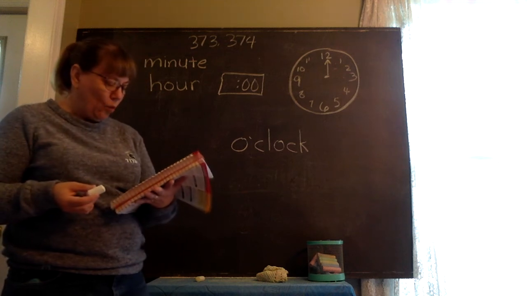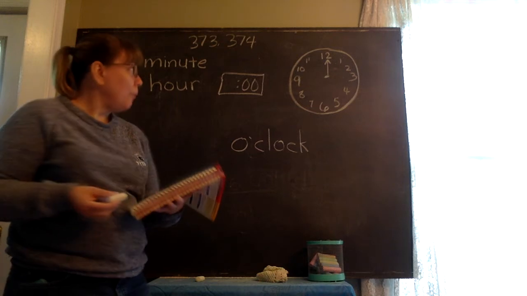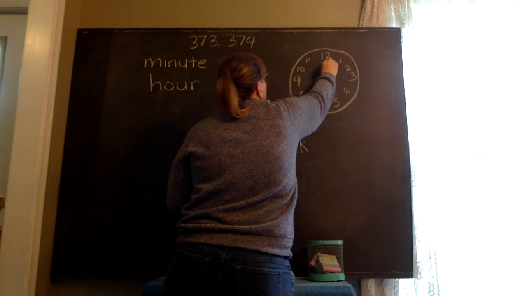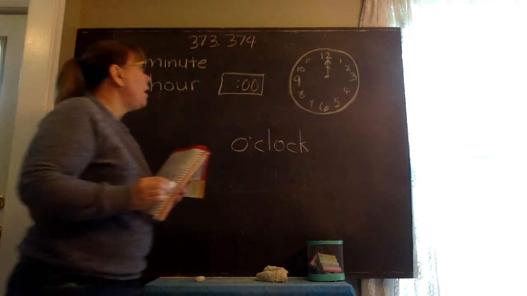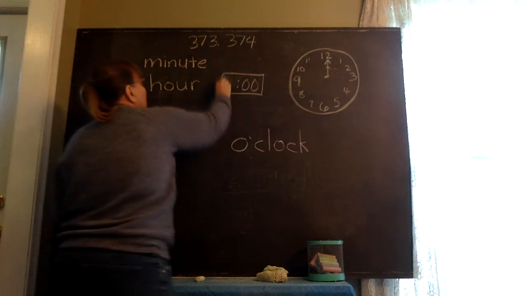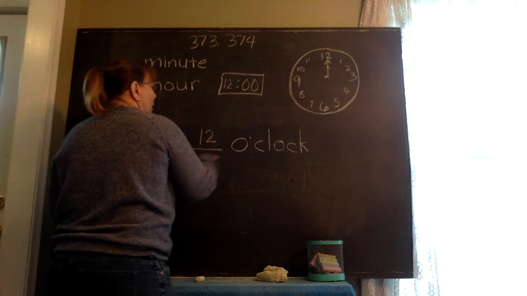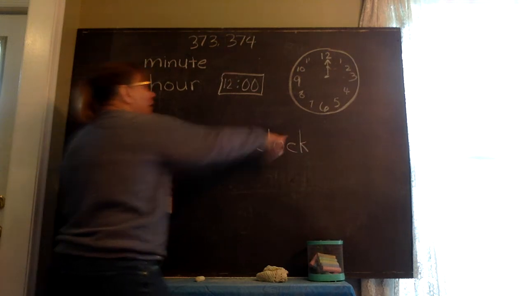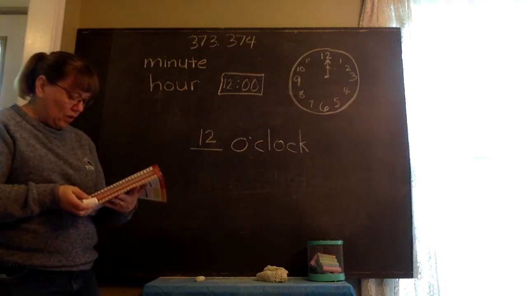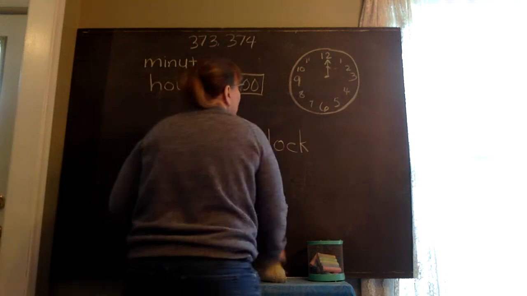Let's look at number 1. It says, write the time in 2 ways. In number 1, both the hour hand and the minute hand are pointing to 12. So it's going to be 12 o'clock. So trace the 12 on the line for 12 o'clock underneath your analog clock, and trace the 12 in your digital clock. Let's look at number 2.